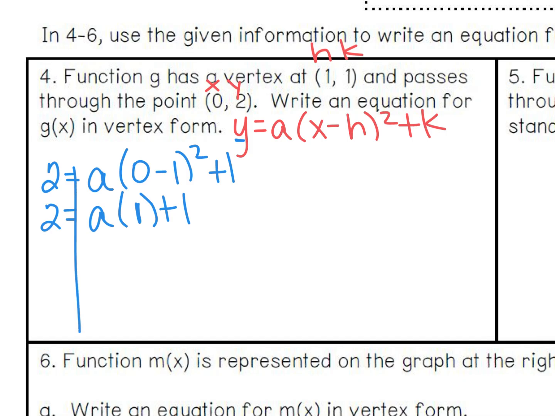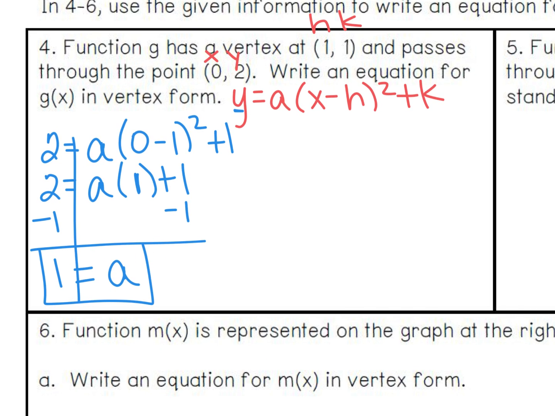We need to move all of our constants, all our regular numbers, to the same side. How am I going to move this +1 away from my A? We're going to subtract it. So I have 1 equals essentially A, because we're not going to divide by 1. So now we have A. We have a vertex. We have an A. Can we write in vertex form?